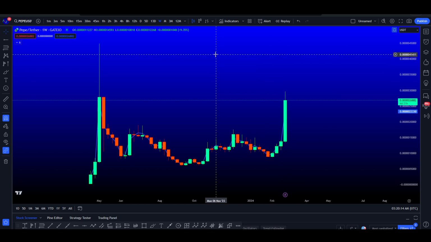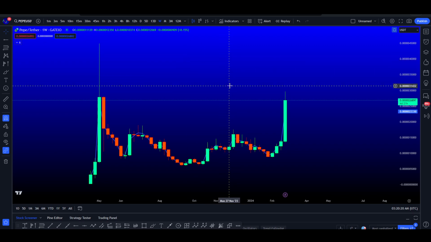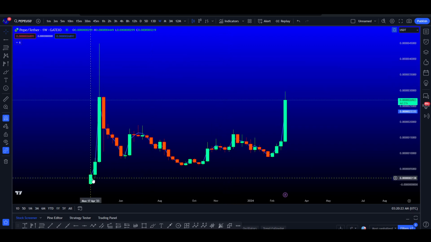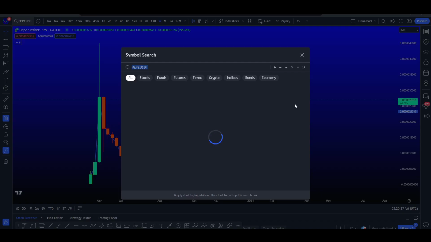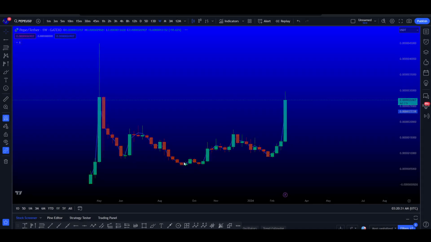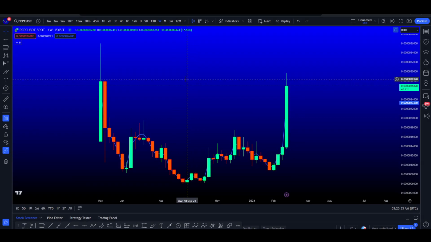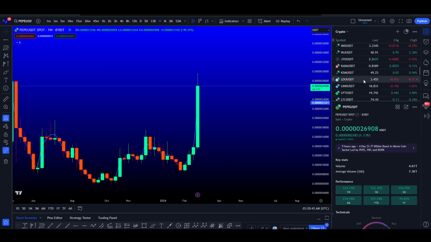Today we'll go over PEPE USDT on the Gate IO chart. I specifically picked this chart just because it has the most price history. Obviously, you can just go on Bybit, Binance, or any other exchange that currently is trading PEPE. But as you can see, I do like a little bit more of a price history with most projects, right? So let's go ahead and jump right into it.